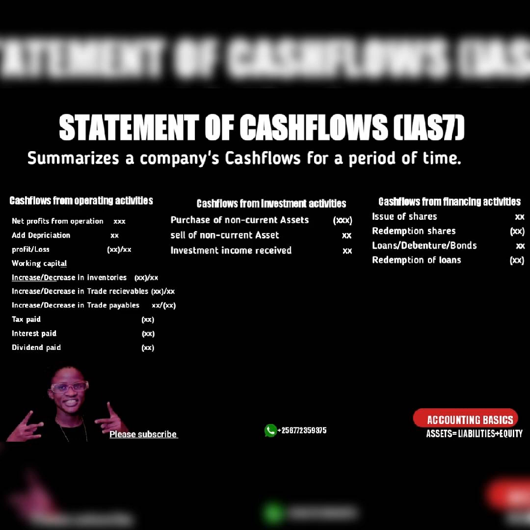The statement of cash flow summarizes a company's cash flows for a period of time. We deal with cash flows to show the effect of a company's commercial transactions on its cash balance. Basically, with cash flow, we deal with cash and cash equivalents, the money you have as cash. How is it flowing out of the business and how is it flowing into the business?